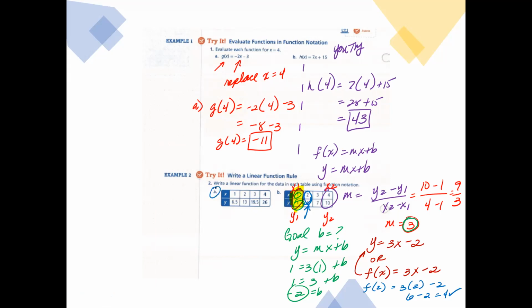I would like you guys to try A, and I would suggest using a calculator because you do have decimals here, and then do the same thing that I just did.